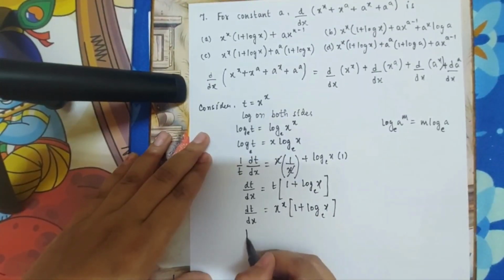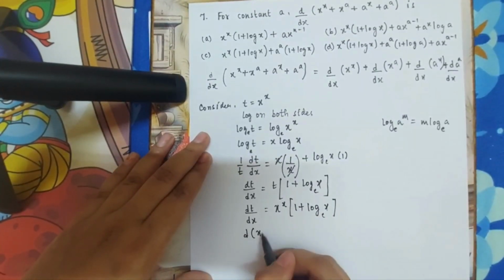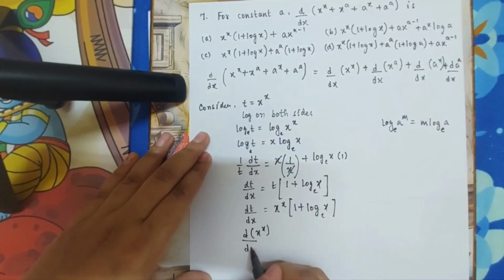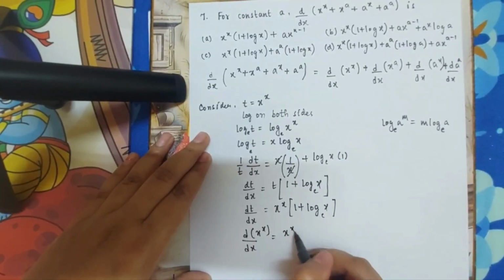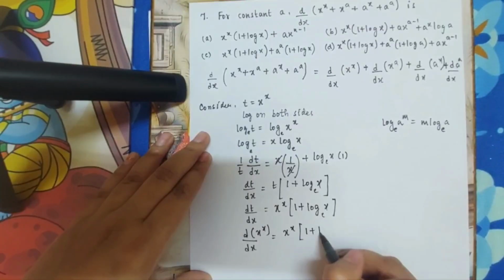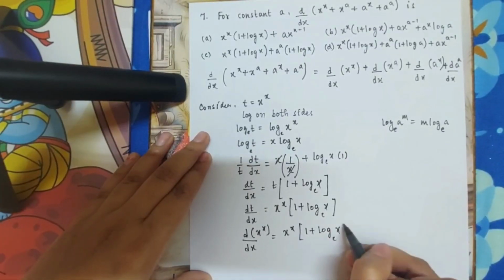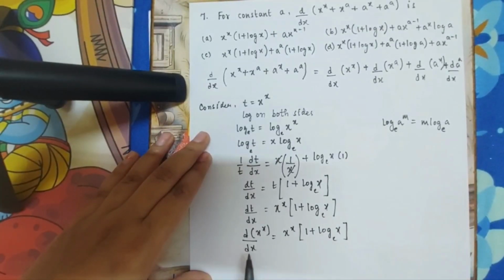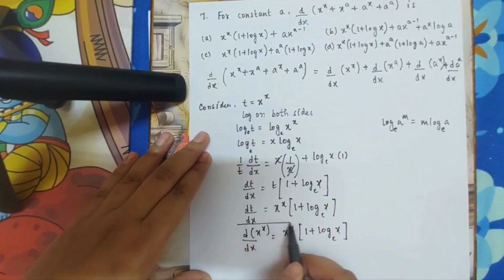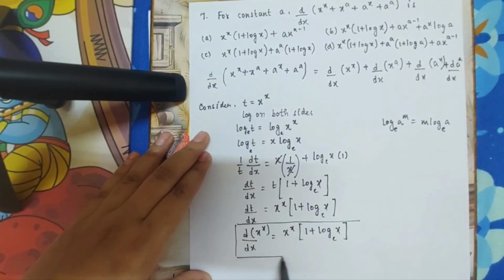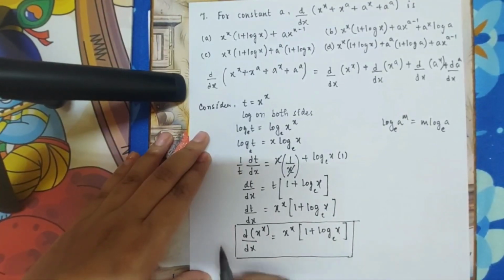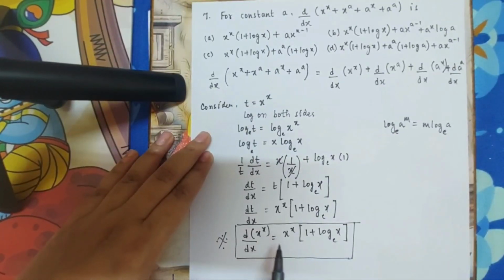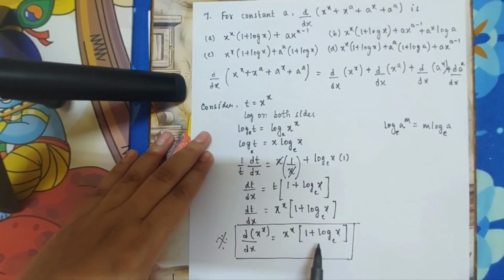So this is our differential of x to the power x by dx, that is x to the power x times 1 plus log x to base e. And again we should remember this as a formula also. This is an important one. Differential of x to the power x will always be equal to x to the power x times 1 plus log x to base e.